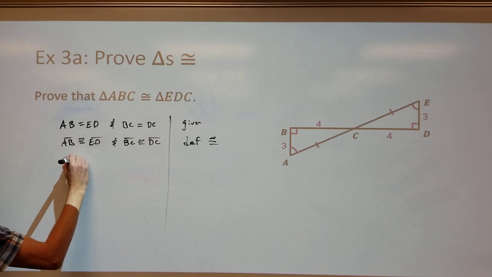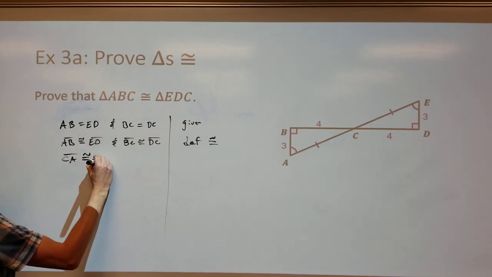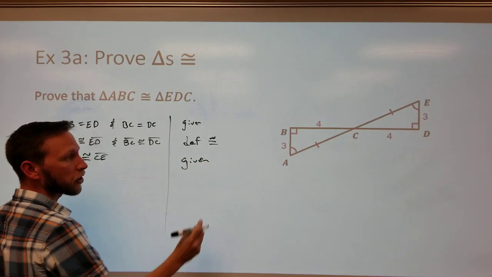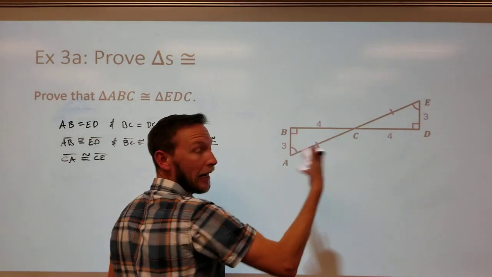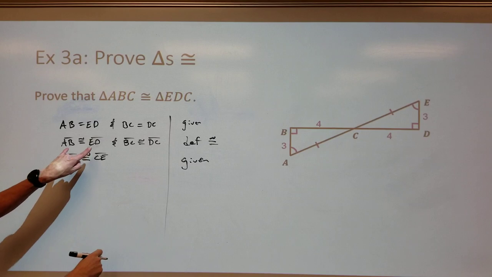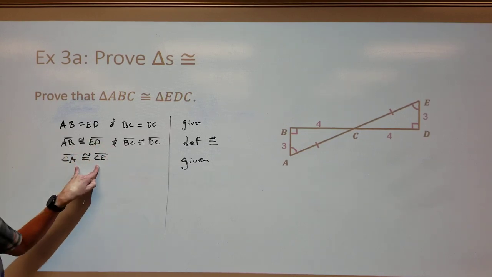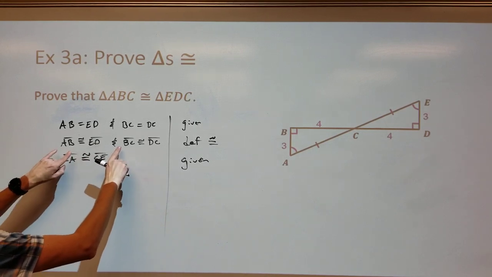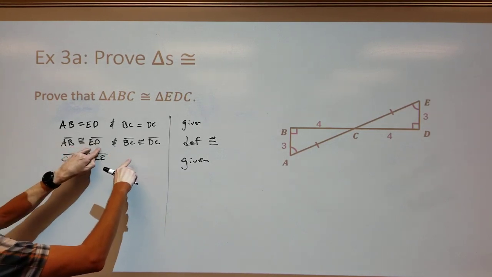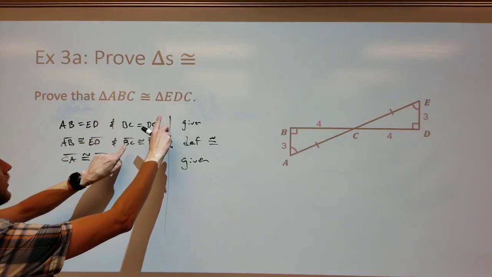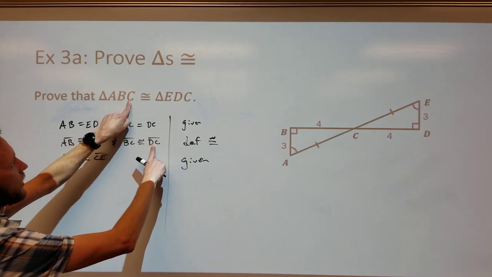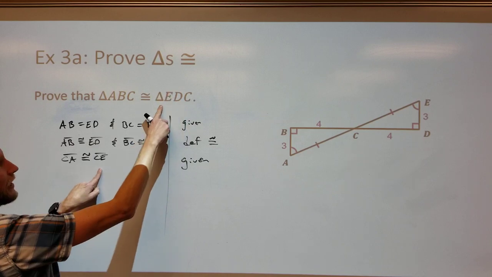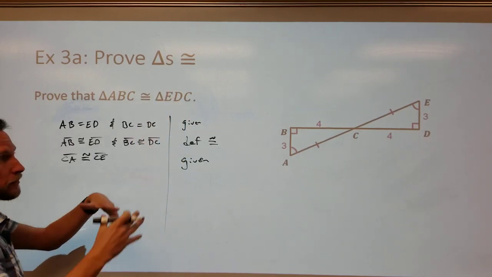Also, we know that segment CA is congruent to segment CE. That information is given to us in the picture. It's marked, right? So I know that that's true. We have now shown that 1, 2, 3 pairs of sides are congruent. Also, notice the order. I wrote AB and then ED, BC and then DC, C back to A, C back to E, just like our statement reads.